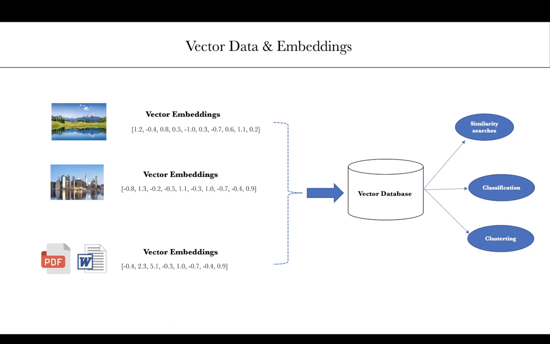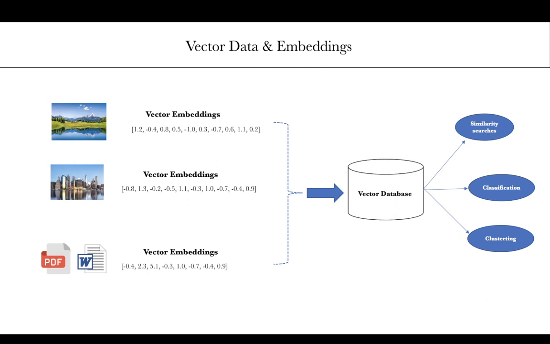Now let's quickly take a look at this diagram, which illustrates the transition from raw data into actionable insights in AI. On the left-hand side, we have different types of data. We have images like landscapes and cityscapes, as well as textual data represented by documents such as PDFs and Word files. Each of these pieces of data is transformed into a numerical format or embedding, which is a fixed dimensional vector shown here in the brackets. And this can be done using open source libraries in Python. There's several of them. These embeddings capture the essence of the data in a form that computers can process.